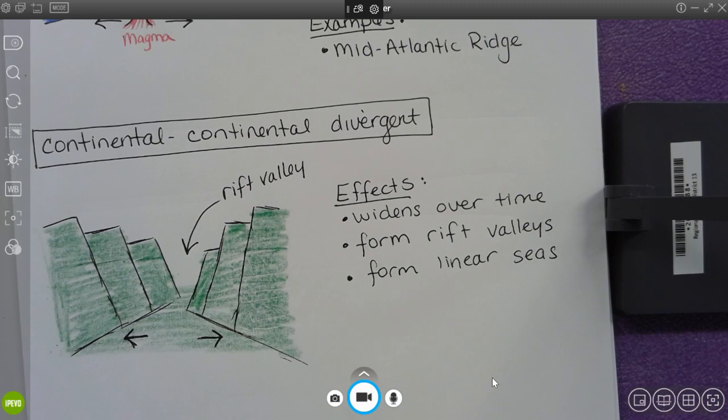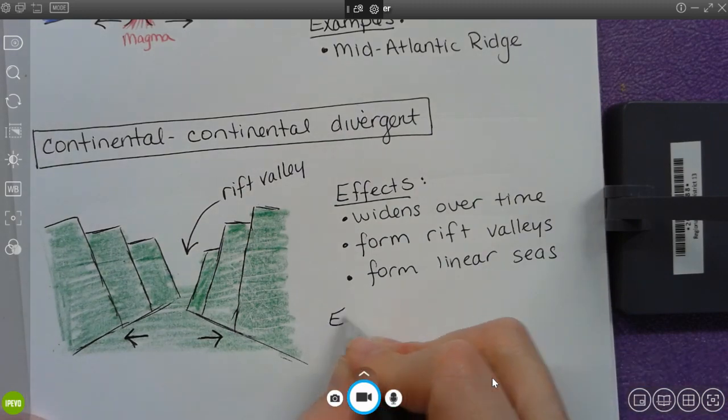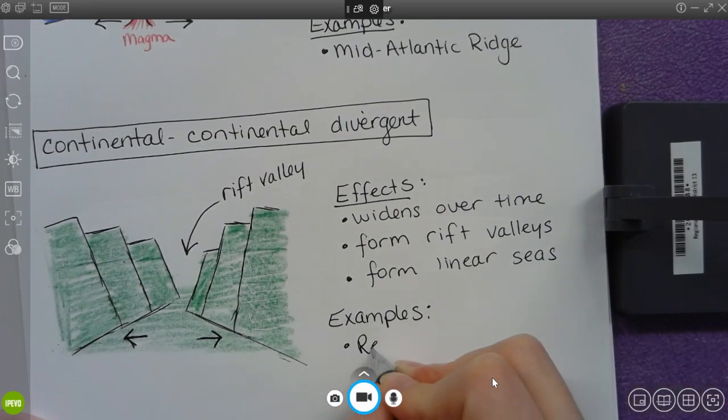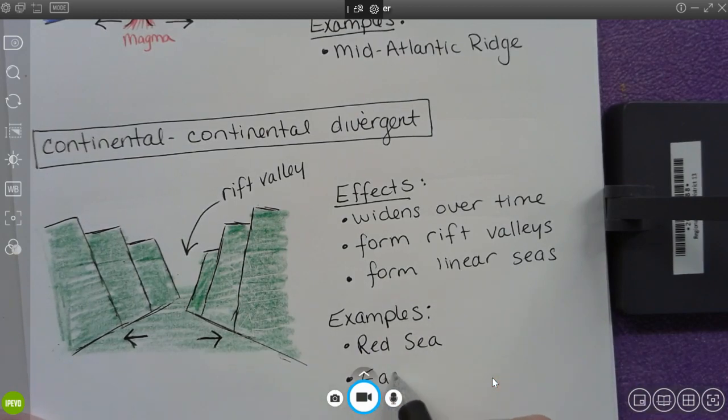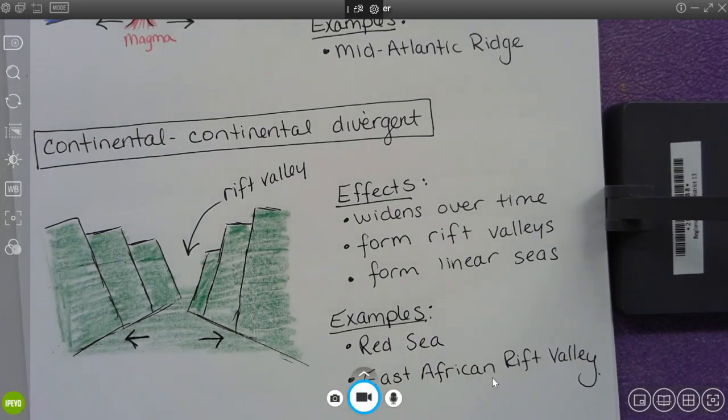One example is the Red Sea. The Red Sea is a very long, narrow sea, and that was formed by a rift valley. So that's going to be one of my examples. The Red Sea. And my second example is going to be the East African Rift Valley. And again, we're not going to go into a lot of detail on these examples right now, but we will talk about them more later. So those are our two types of divergent boundaries.